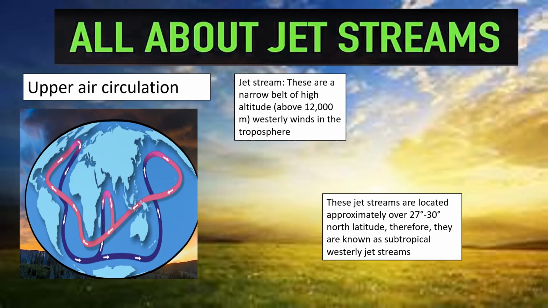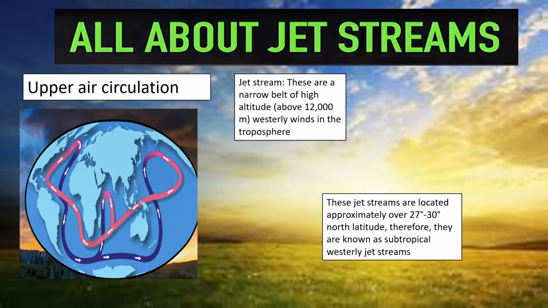Now let's look at the next subdivision of pressure and winds, that is upper air circulation. Children, till now we were talking about winds that blow on the surface. Now we are going to discuss winds that blow in the troposphere. These winds are called jet streams.